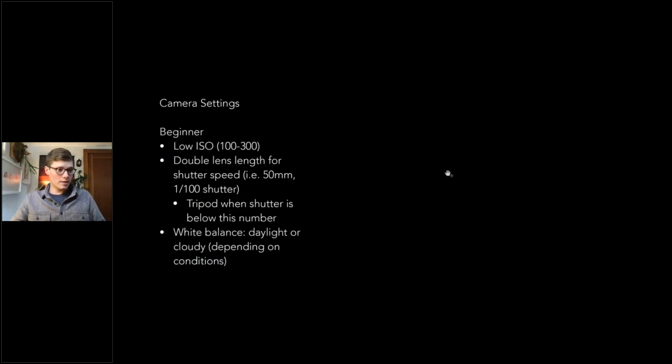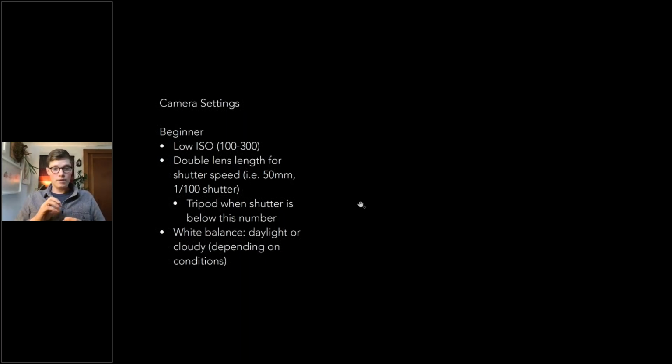So the first recommended step for beginners, if you're on a camera, this would not be on phones, is setting your ISO. I would recommend trying to keep it as low as possible because that's the best image quality. It makes the camera really sensitive to light. So you're setting it between 100 and 300. And then the next piece would be to select your shutter speed.